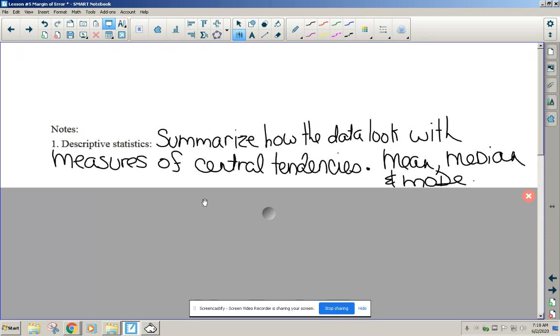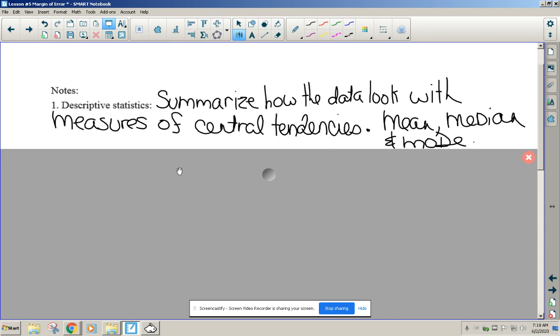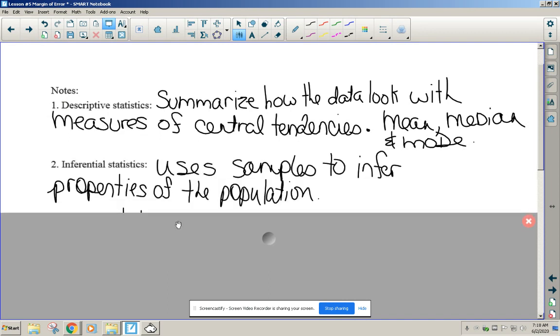Descriptive statistics summarize how the data will look. It's the measures of central tendencies, your mean, median, and mode. And we use this with the dot plot. We use this with the box and whisker. So mean, median, mode, really, really important. Inferential statistics, we use samples to infer properties of the population. So we have samples and we draw conclusions.